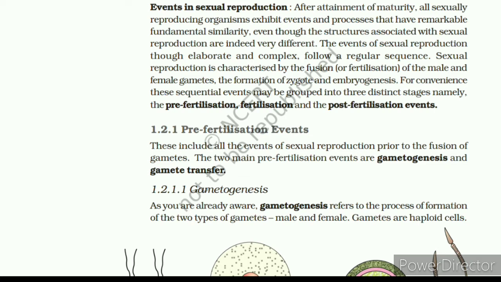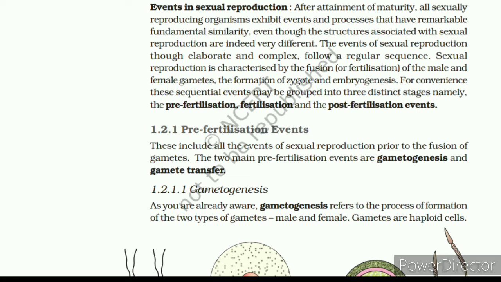1.2.1 Pre-fertilization events. These include all the events of sexual reproduction prior to the fusion of gametes. The two main pre-fertilization events are gametogenesis and gamete transfer. 1.2.1.1 Gametogenesis. As you are aware, gametogenesis refers to the process of formation of two types of gametes, that is male and female gametes. Gametes are haploid cells.